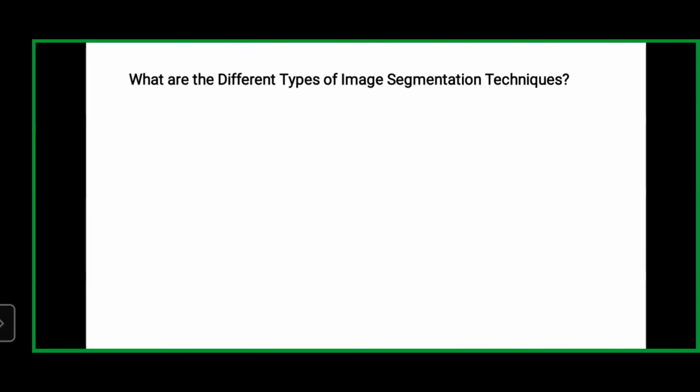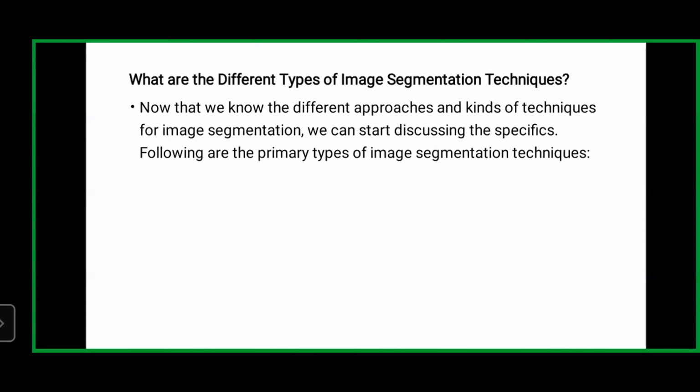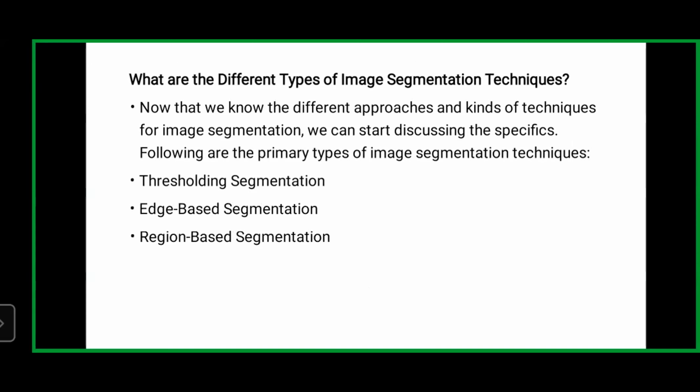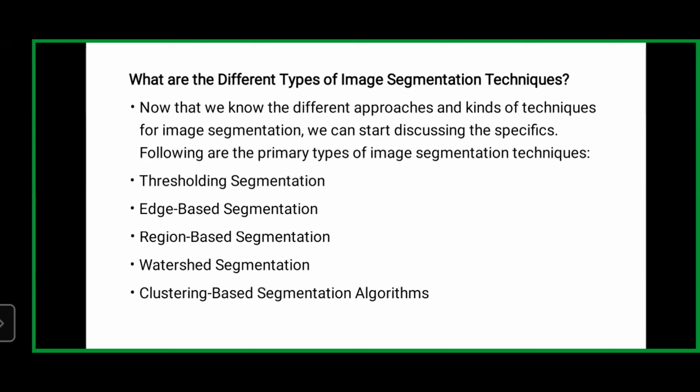Now there are different types of image segmentation. So we know the different approaches and kinds of techniques for image segmentation. We can start discussing the specifics. The following are the primary types of image segmentation techniques which are generally used. The first one is threshold segmentation, next edge-based segmentation, region-based segmentation, watershed segmentation, and clustering-based segmentation, which is an algorithm used to segment the image, and the basic neural network for segmentation.